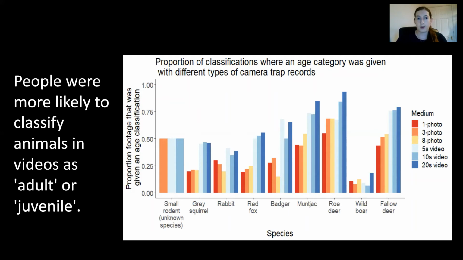This could be because people are less familiar with wild boar in general, as they're not present in many places across the UK, and have only relatively recently become established again in the Forest of Dean. So people just might not be confident in deciding what's an adult or a juvenile, particularly as we don't really give any guidance. It's up to participants to decide what they would class as a juvenile.